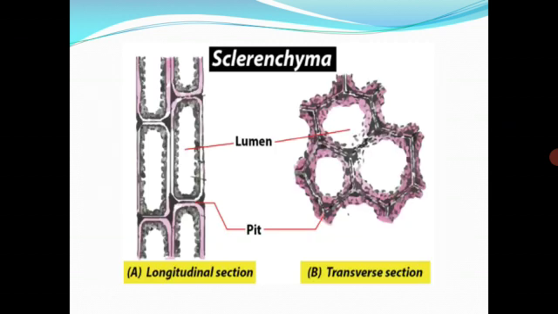So here again in the diagram, the longitudinal section as well as the transverse section of sclerenchyma has been shown. So these are dead cells. You can see cells are again compactly arranged over here, and cell walls are thick due to the deposition of lignin. At some regions of the cell wall, lignin deposition is absent, and such areas are called as pits. And usually the cells are hexagonal or polygonal in shape.